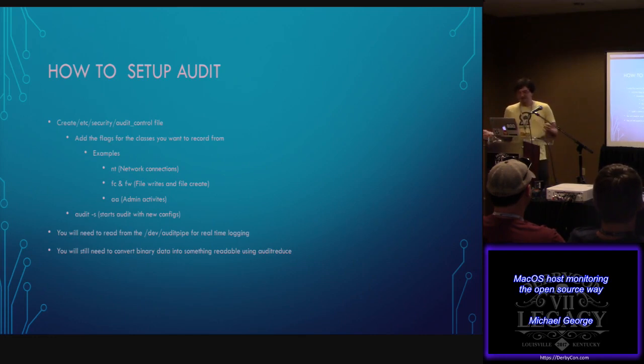Then after you set all that up, you have to run audit again, refresh everything, just get it running, and now it will write all of this content to the /dev/auditpipe. If you read from that pipe, you will get all the system data in binary format, which sucks because you can't read it. So you need to pipe that to another tool on the machine called praudit, or auditreduce, that will convert it into something readable, such as XML or syslog.